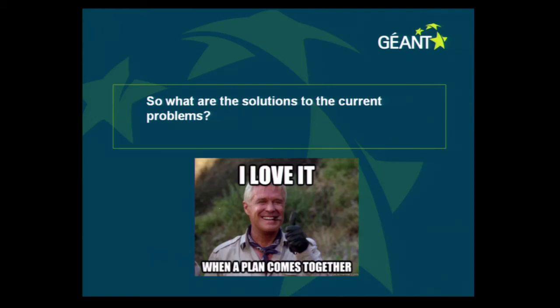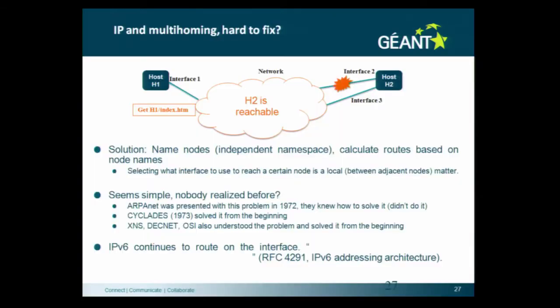So, are there solutions to all these problems? Of course there are, and we know about them for a long time. For instance, the multi-homing problem, the solution is very simple. I mentioned it a couple of times. Just name your nodes, don't name your interfaces, name your nodes. Calculate routes based on those node names. You will not run into the problems that you have right now. And really selecting the interface will be a local problem.